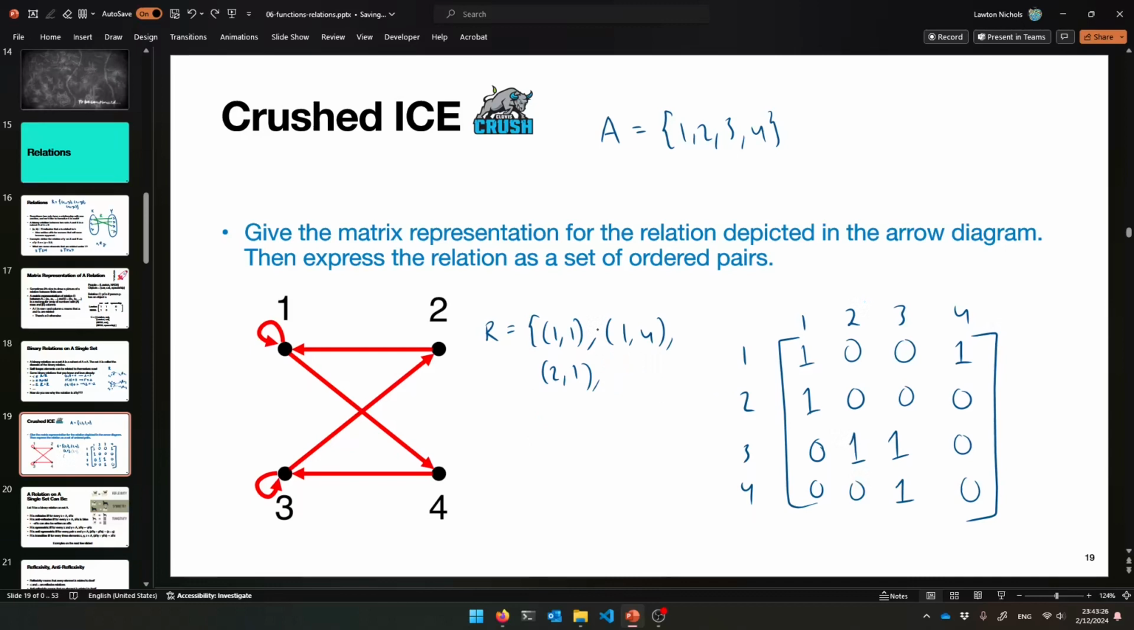Let's keep this all somewhat organized. So 3, 3 is in the relation, because that's on the next row. And I guess 3, 2 as well. 3, 2 and 3, 3.